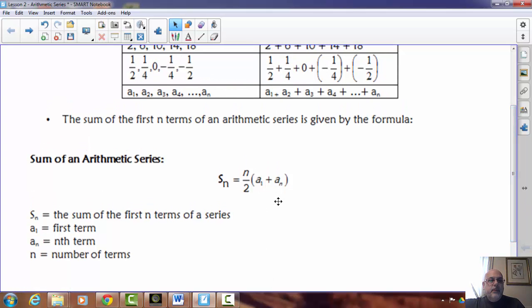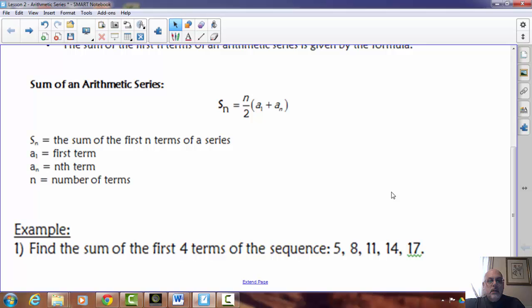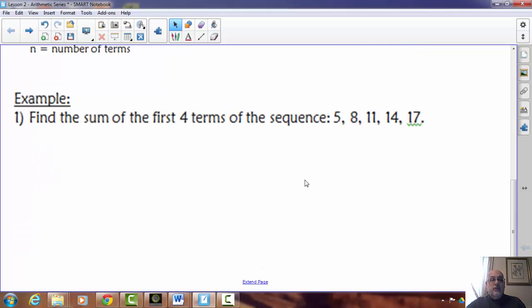a calculator problem. So the formula for the sum of an arithmetic series, so the sum of some number of terms, is the number of terms divided by 2 times the sum of the first and last term. So you need the first term, the last term, and the number of terms. So take a look at this first problem. Find the sum of the first 4 terms in this sequence.